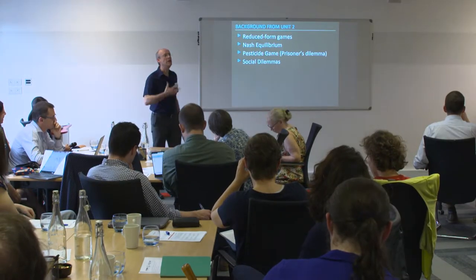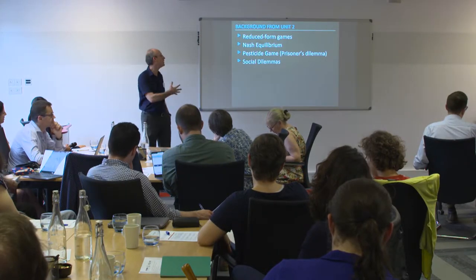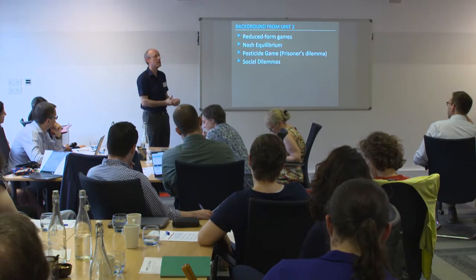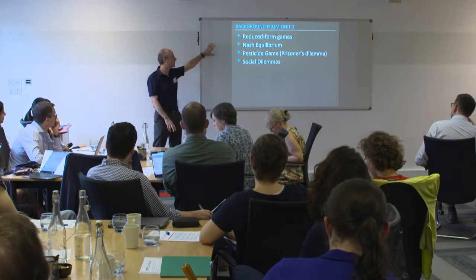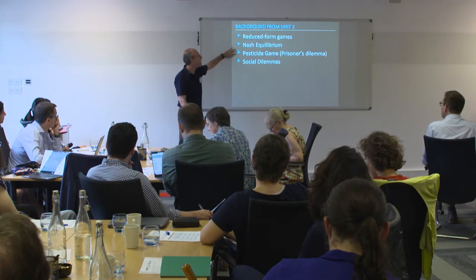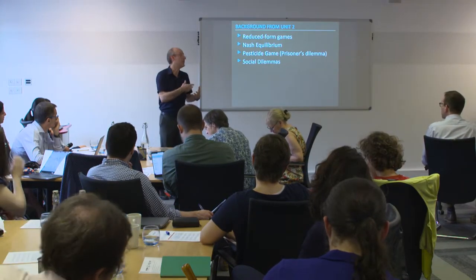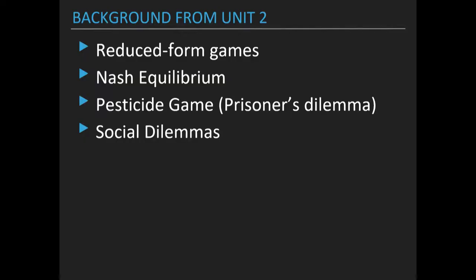So this is chapter 3, so we need to know where we are in the course. Students, in a way, already have some background. They have learned about reduced form games, they have learned about the concept of Nash equilibrium, they have played the particular story behind the prisoner's dilemma, the pesticide game, and they know what's the problem with social dilemmas and what happens when, rather than being an individual decision maker, we are in a society and we have to get together and we may end up with outcomes that are not the outcomes that we want.